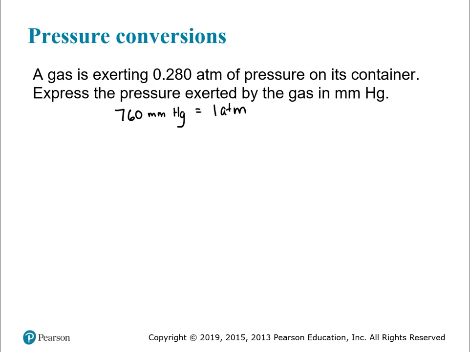So this is our equality. 760 millimeters of mercury is equal to one atmosphere. I'm still working with a bum pinky, y'all, so forgive me. My handwriting is not exactly the same. We need to come up with a conversion factor from our equality that's going to cancel out the atmospheres and leave us with millimeters of mercury. Let's put the one atmosphere on the bottom so that it cancels out the atmospheres on the top. And put our millimeters of mercury at the top of our conversion factor.